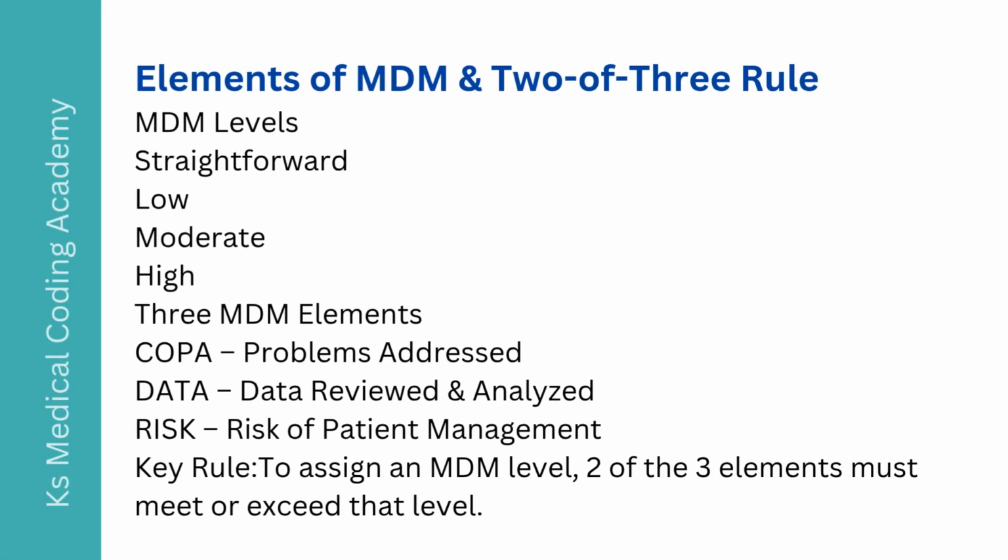Medical decision-making has 4 levels: straightforward, low, moderate, and high. These levels are determined using 3 elements: the number and complexity of problems addressed, the amount and complexity of data reviewed, and the risk of patient management. According to the CPT guidelines, only 2 of these 3 elements need to meet or exceed a particular level to assign that MDM level. This is known as the 2 of 3 rule, and is essential for accurate EM coding. CPC exam tip. Remember, 2 out of 3 elements equals final MDM level. This is one of the most frequently tested concepts in the CPC exam.